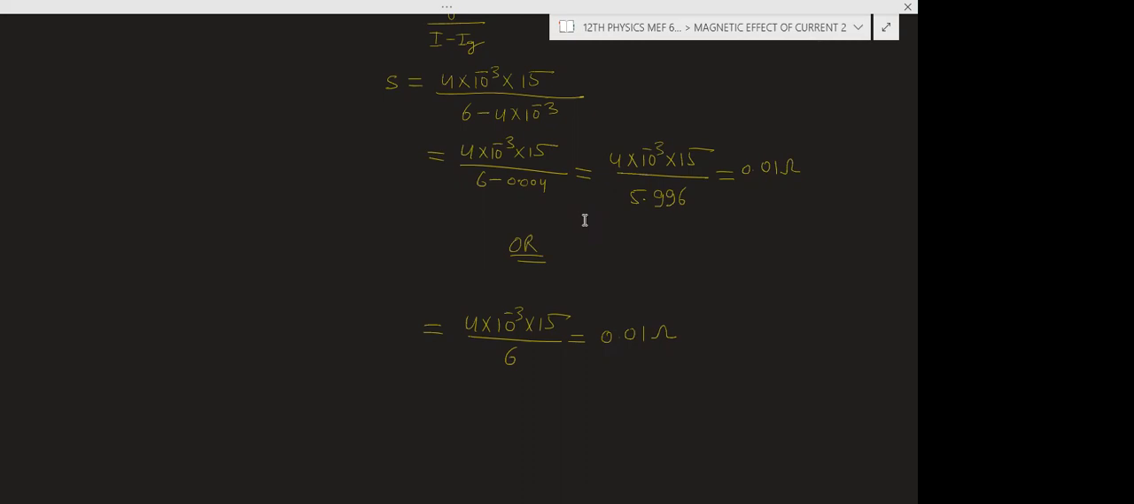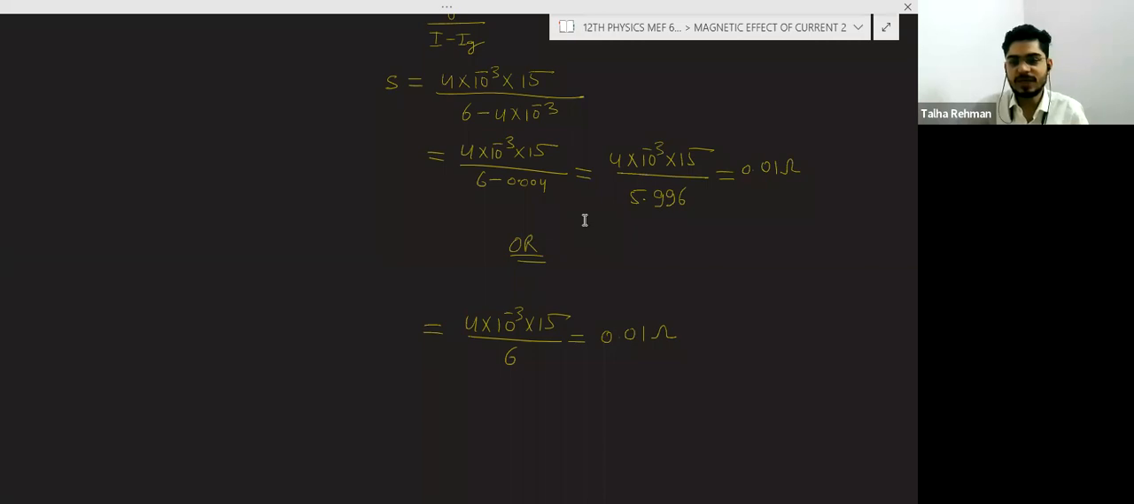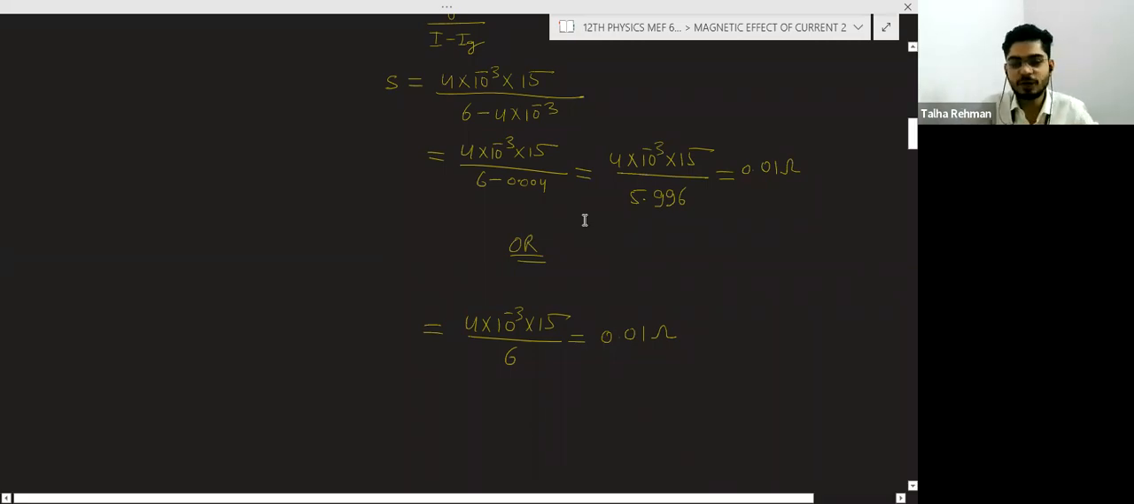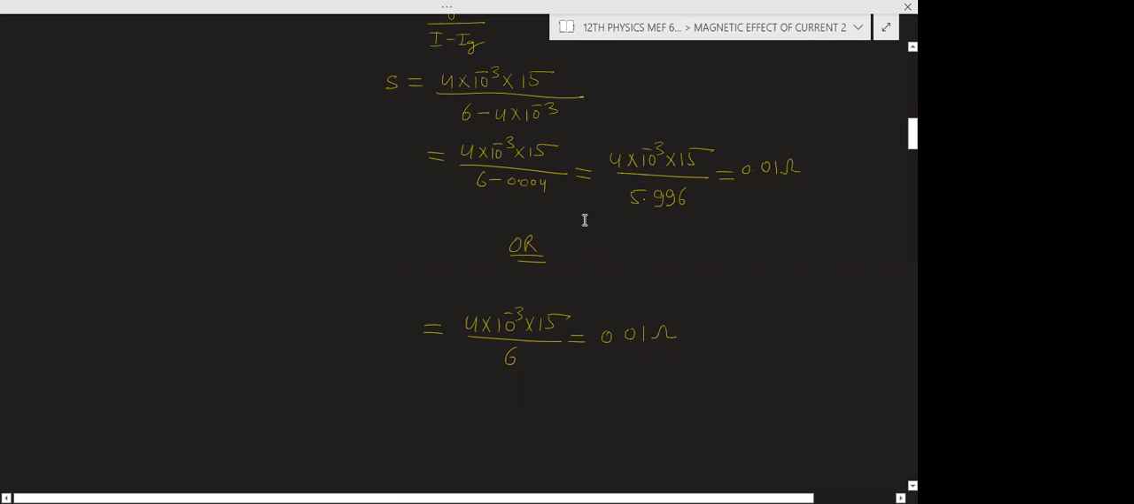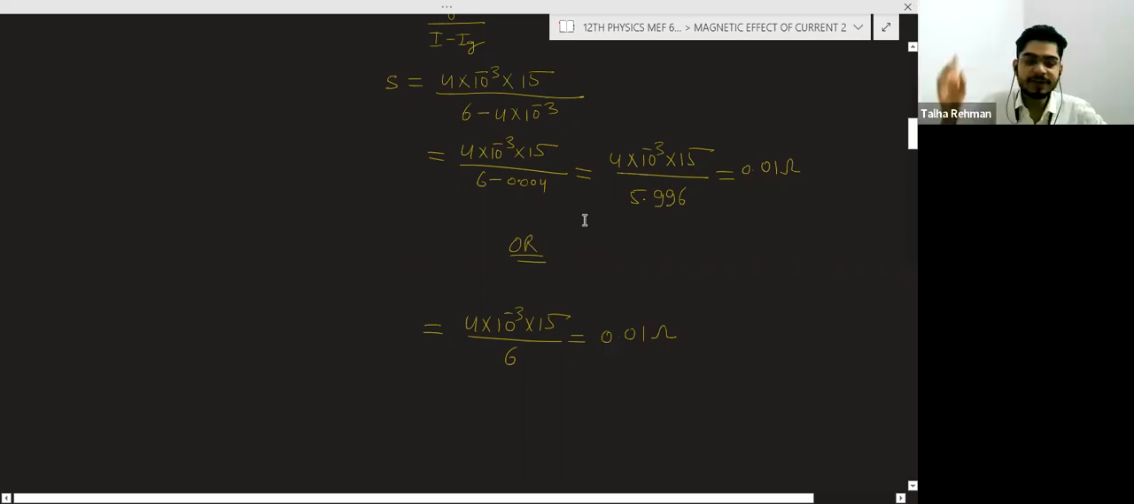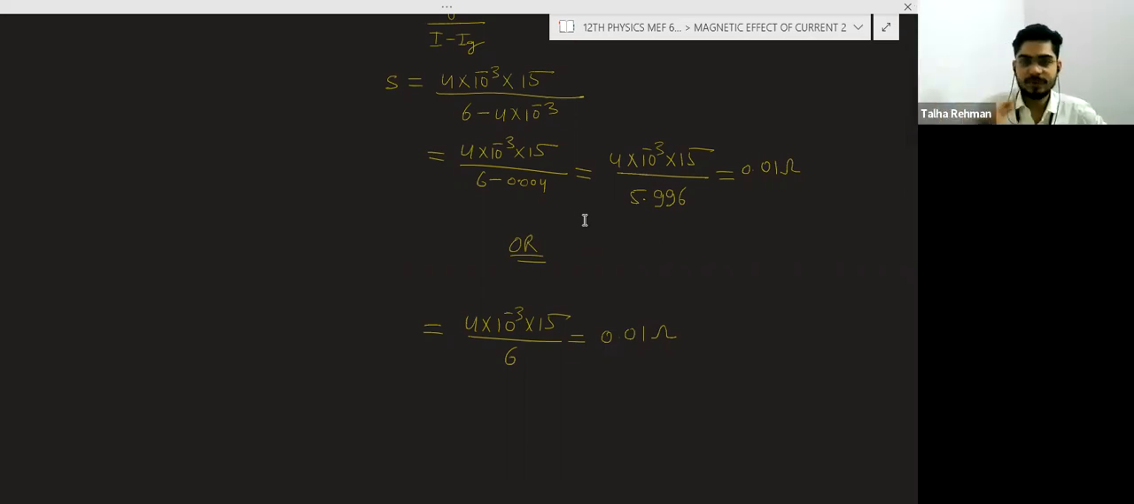But in the last chapter, the magnetic effect of current, or according to NCERT, moving charges and magnetism, what we studied is that due to the current there will be a magnetic field. And in this chapter, we will study that due to the magnetic field there will be current.